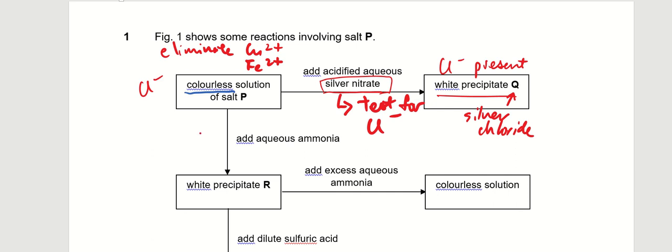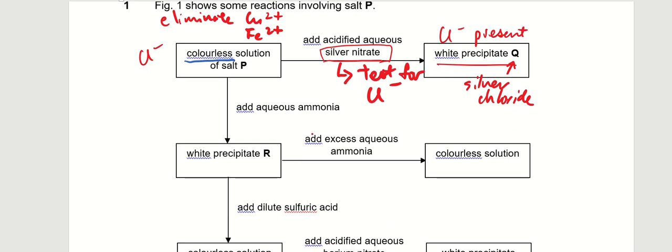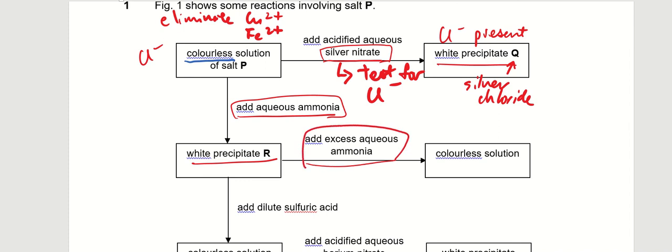Okay, so now let's continue. We add aqueous ammonia and we get the white precipitate R. Okay, we still don't exactly know what this salt is. It could be zinc, lead, aluminium that produces a white precipitate with aqueous ammonia. But you also get, on adding excess aqueous ammonia, that it becomes a colorless solution.